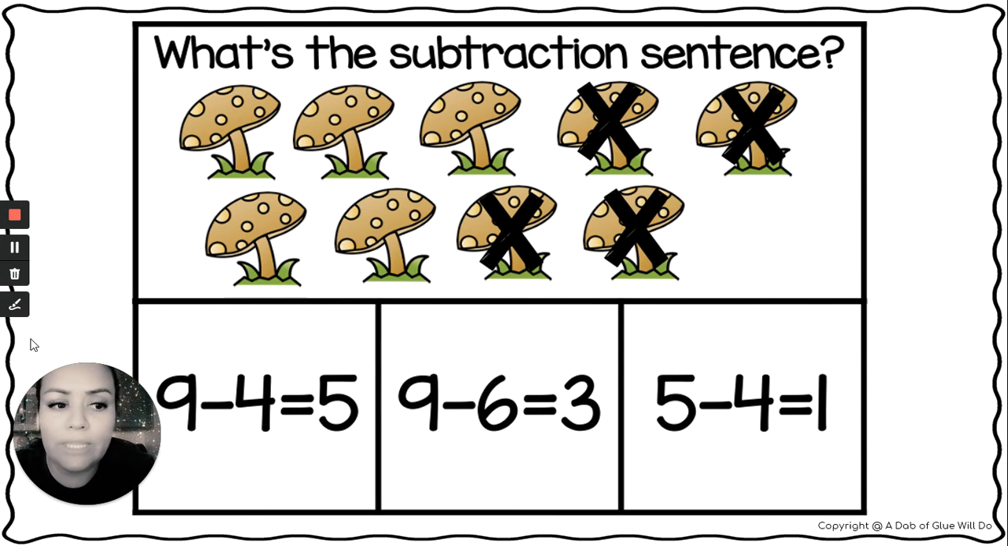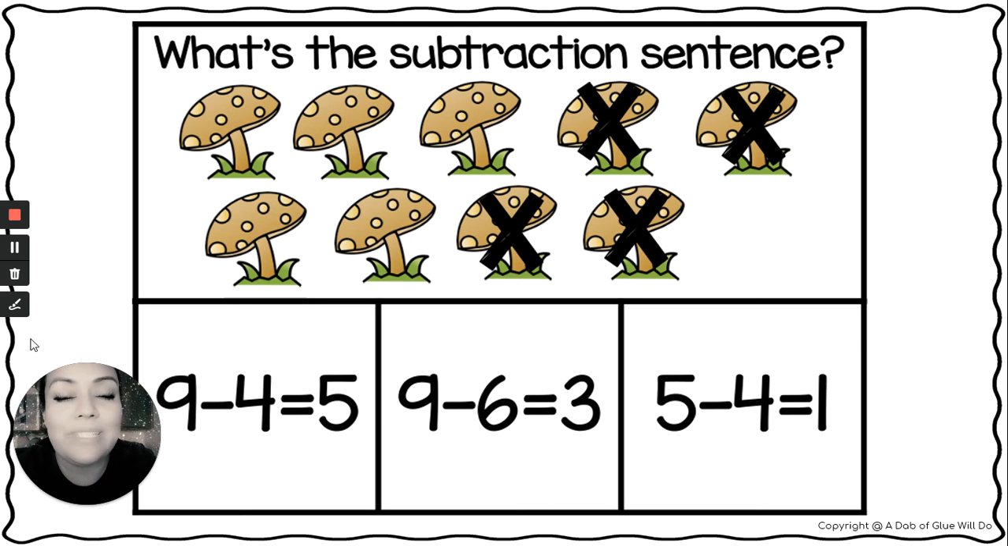Let's take a look at these mushrooms. How many mushrooms do we have? I see that we have 5 on the top and 4 on the bottom. What's 5 plus 4? That's right. We have 9. What does the 9 represent? The whole number. 9. How many did we cross out? 4. 9 minus 4 equals how many? How many are left?